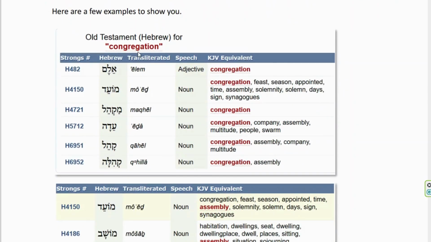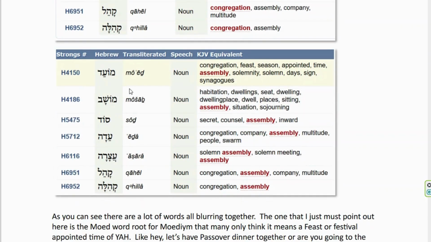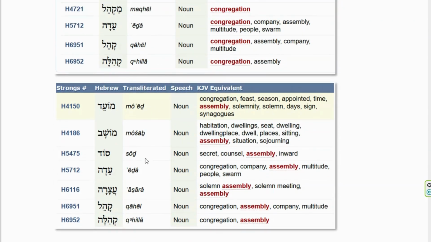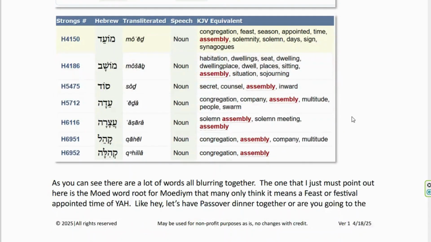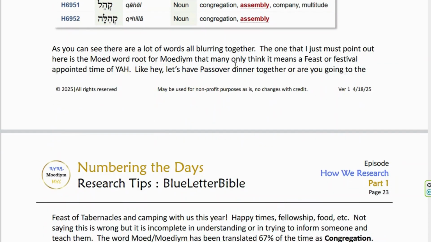Here are just a few examples for you. When you look up the word congregation in the lexicon, as I showed you, we've got 1, 2, 3, 4, 5, 6 words that have all been translated congregation, and all these words do not mean the same thing. And if we worked up the word assembly, there's some overlap here, but not all. So my point is I have found some of the words that I've looked up have 43 different Hebrew words that are all meaning the one word in English. So there's a lot of things blurring together.